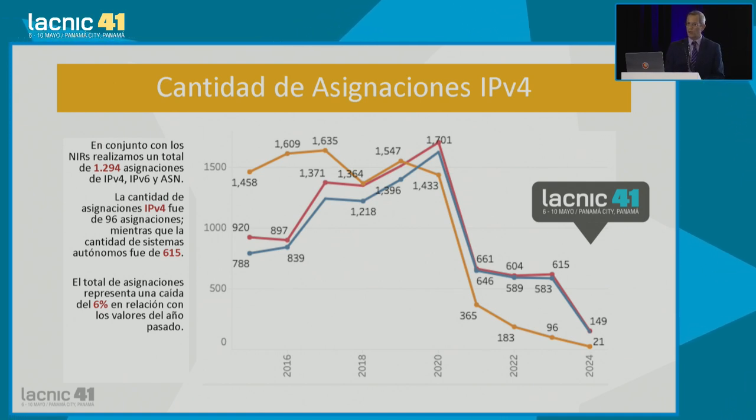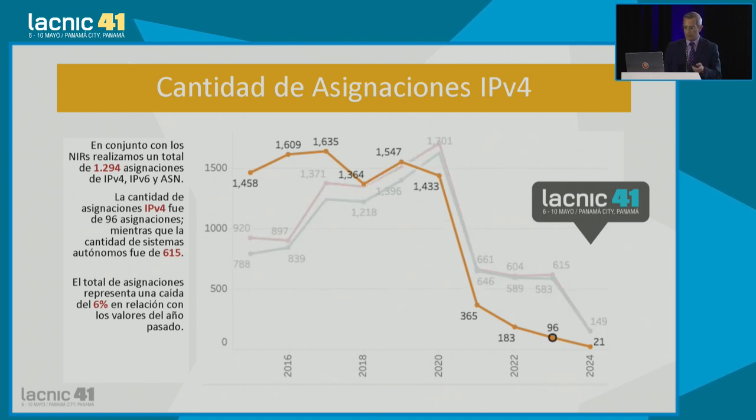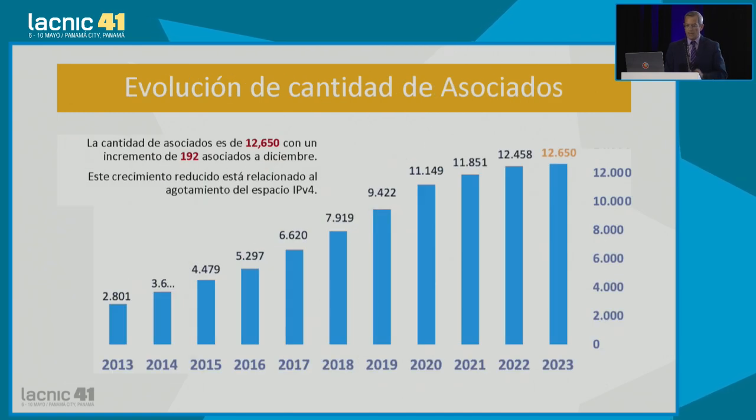As you can see, these are the number of assigned resources, which dropped significantly due to the lack of IPv4 space. The limited space that we have assigned are those that were revoked in the course of the year. This slide shows in further detail precisely the part of the assigned IPv4 space. So based on the number of members, this also increased marginally. These are 12,650 at the end of last year.